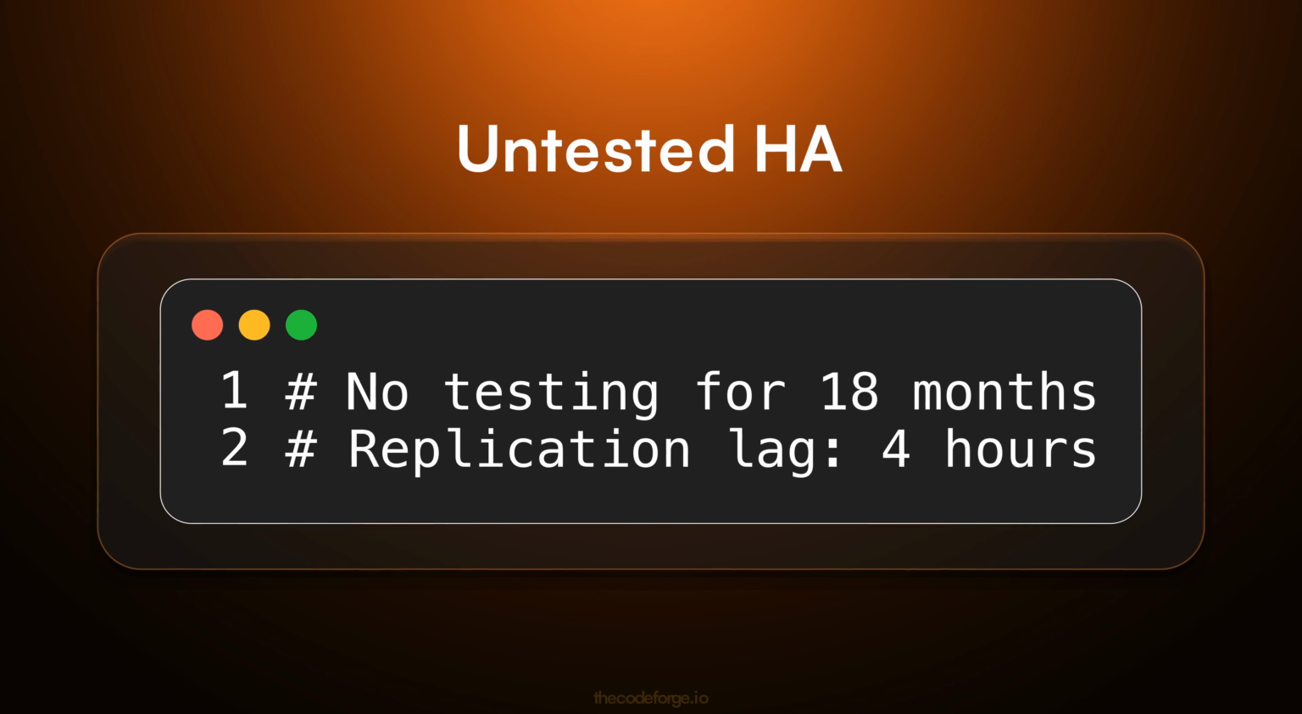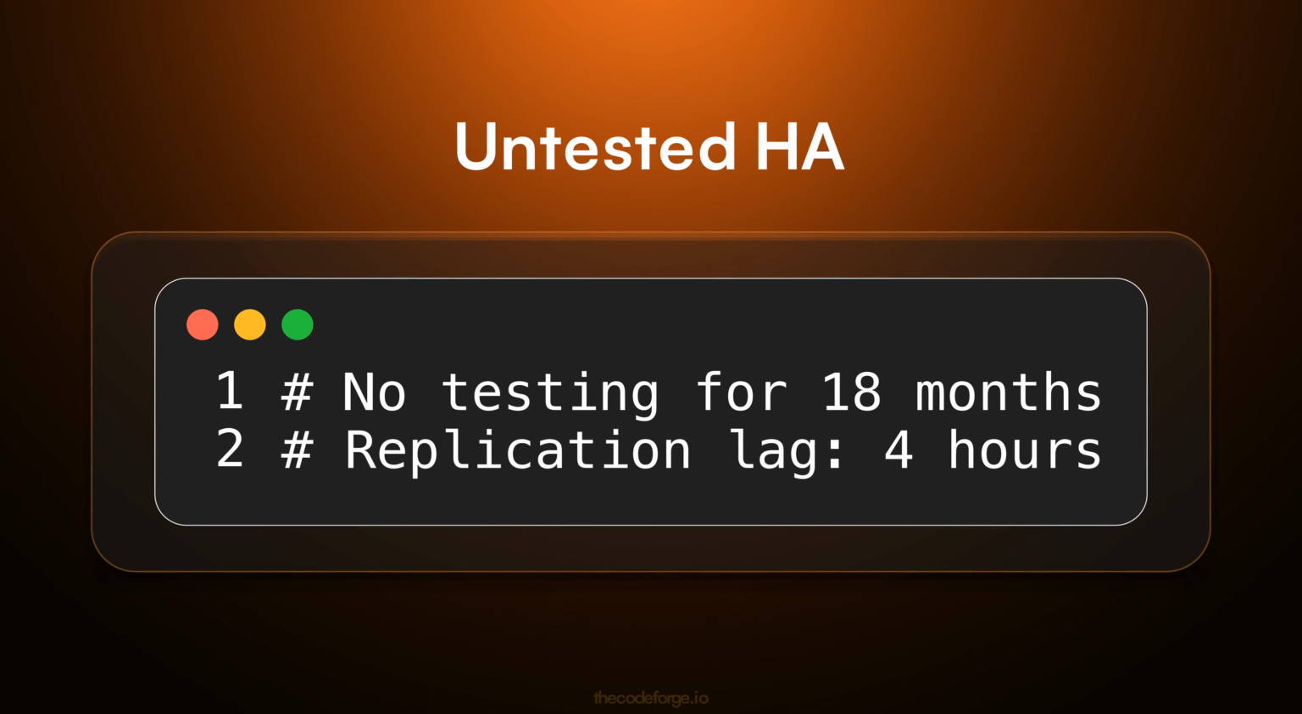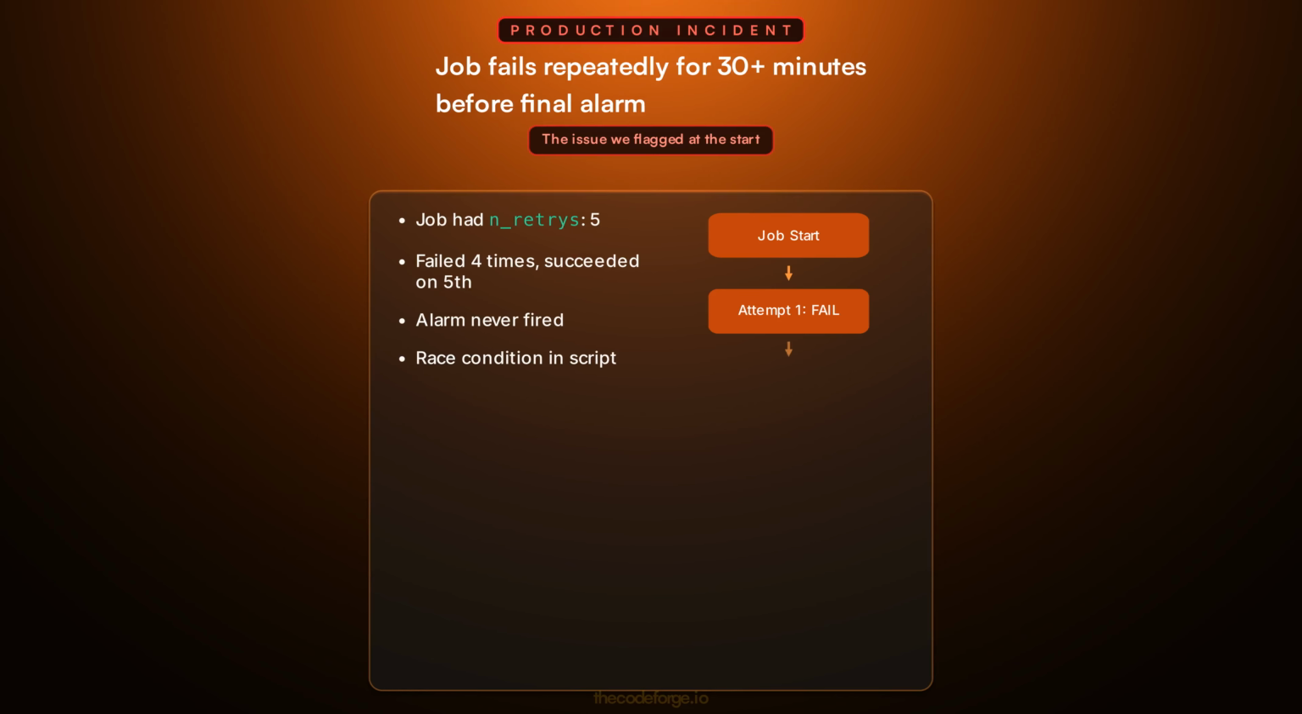A retail company's primary event server crashed during peak holiday batch. The shadow had 4 hours of replication lag due to a broken network link. Failover completed, but 4 hours of job statuses were lost. Recovery took 9 hours. Test HA quarterly. Untested HA is worse than no HA. This is the same issue we highlighted at the start.